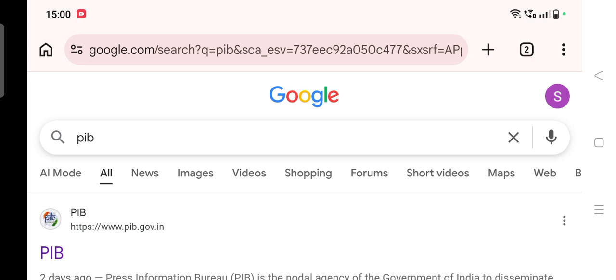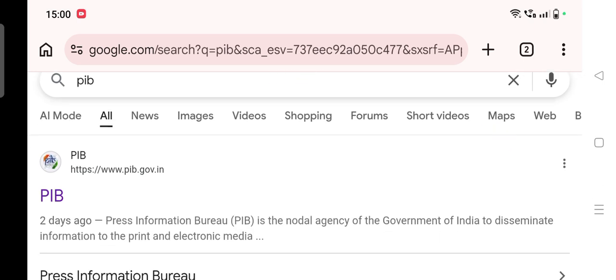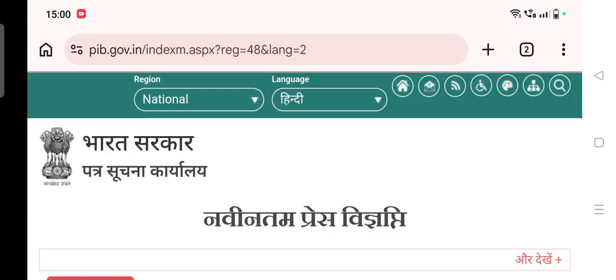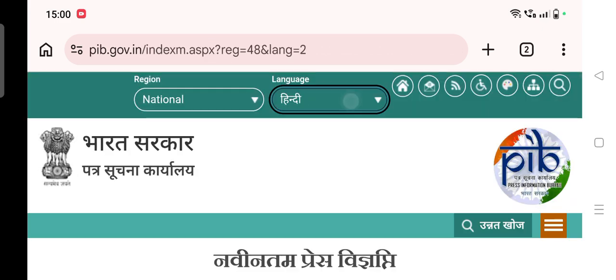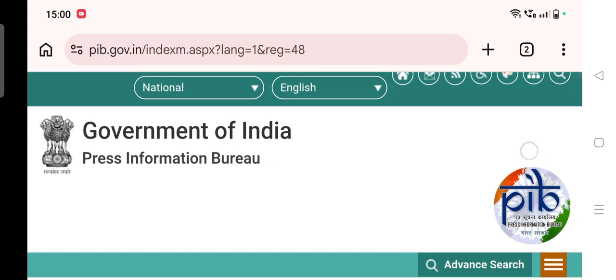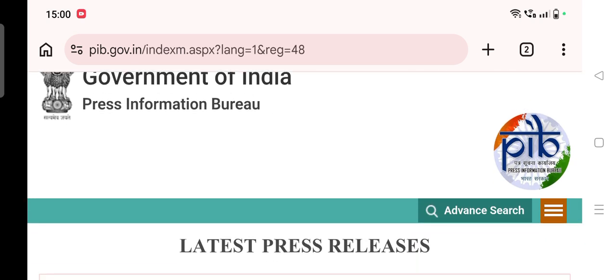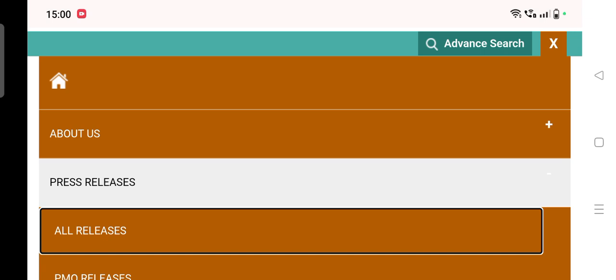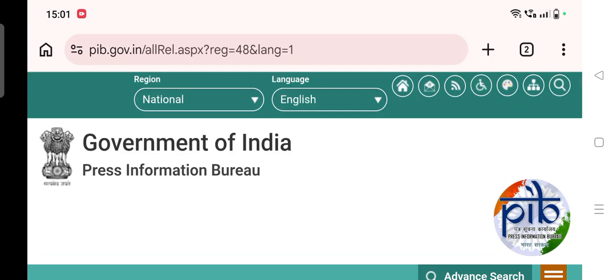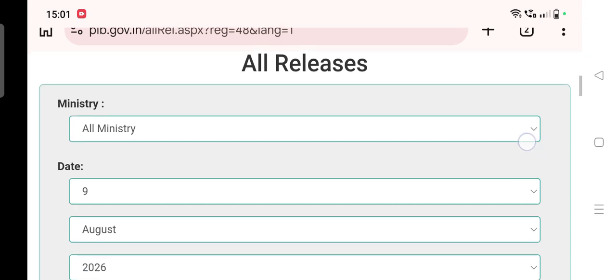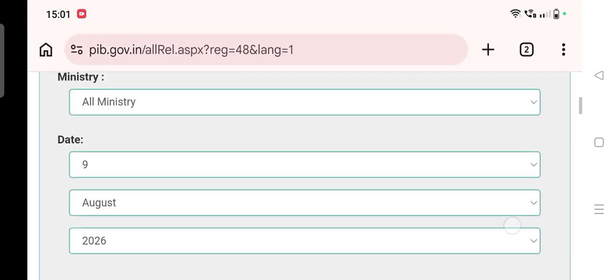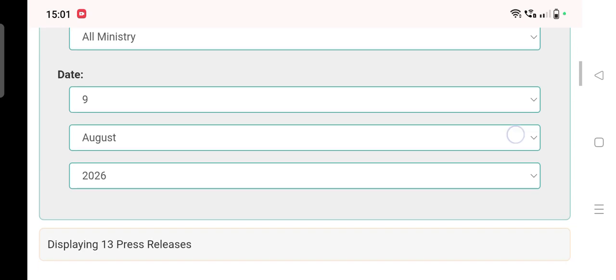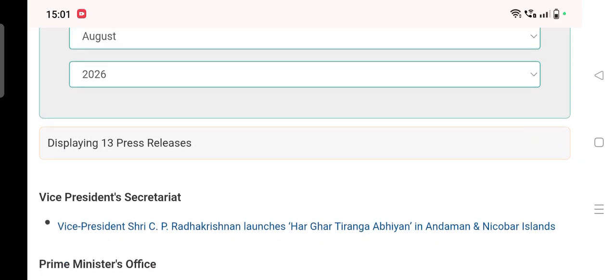So you just have to go to Google and type PIB, and take the website. I am going to change the language to English. Then you can see these three lines here. Just click on that and you can see press release here. Open that press release and you can click on all release. Then here it is updated on a day-to-day basis. So it is today's date. So let me show you what things we can get from this news for our examination.